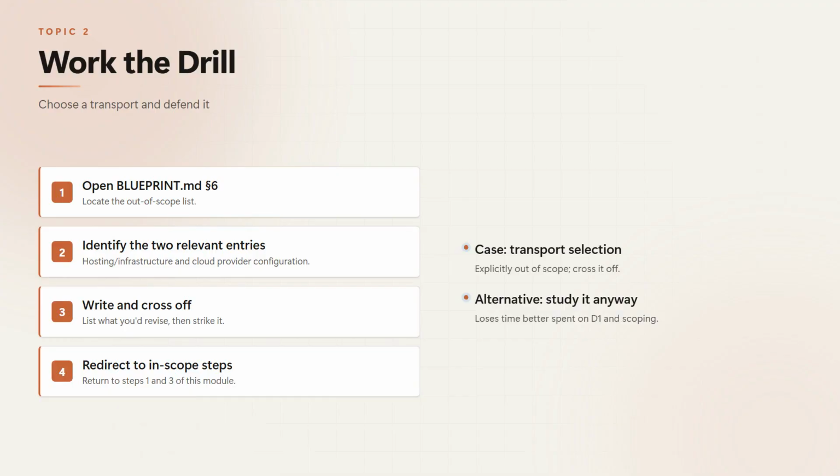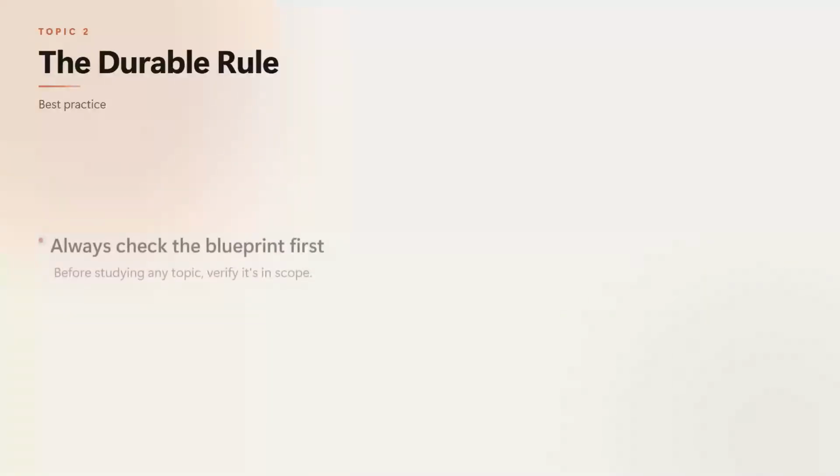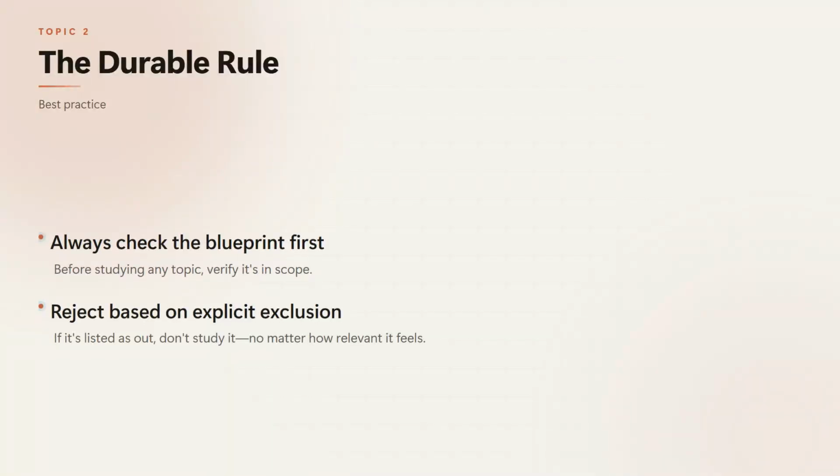The rest of the cases, hosting, container orchestration, are on the page, but the pattern is the same. Check the blueprint, cross it off, redirect. The durable rule is, before you study anything for a certification, check the blueprint. If it's explicitly out of scope, cross it off, no matter how relevant it feels.